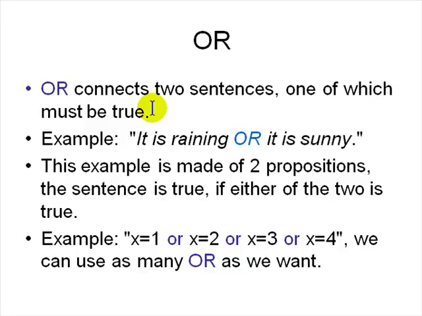So or is the simplest of the connectives. It connects two sentences, at least one of which must be true. For example, it is raining or it is sunny. This whole thing is true if at least one of them is true. Either it's raining or sunny or both, the whole statement is true. "1 equal to 2 or x equal to 2 or x equal to 3 or x equal to 4" is a long statement. It has multiple ors in it, and it is true as long as at least one of them is true. We'll see how to parse the sentence later on.